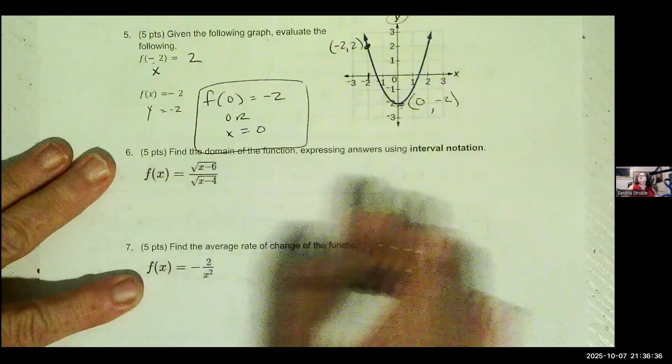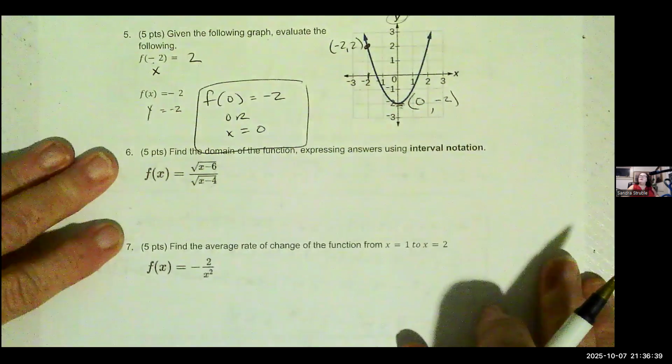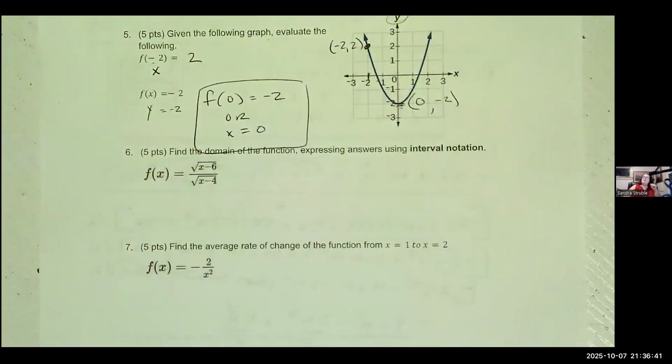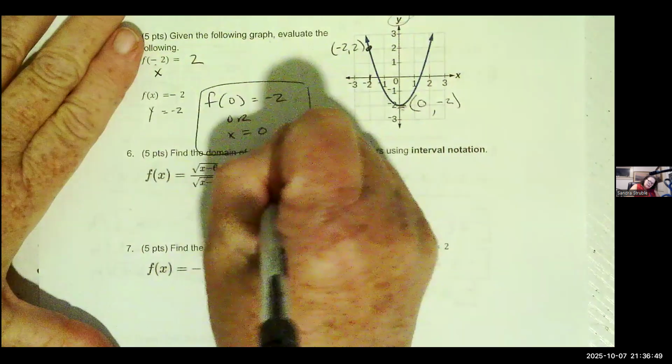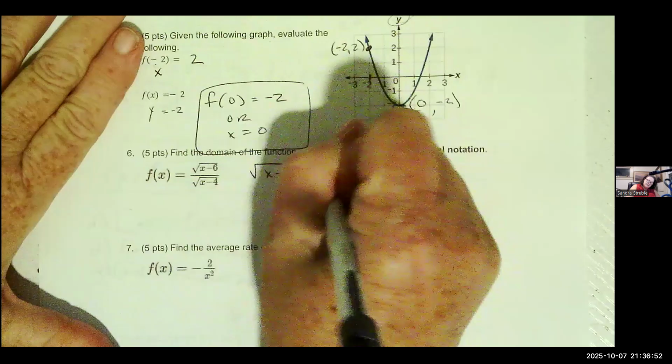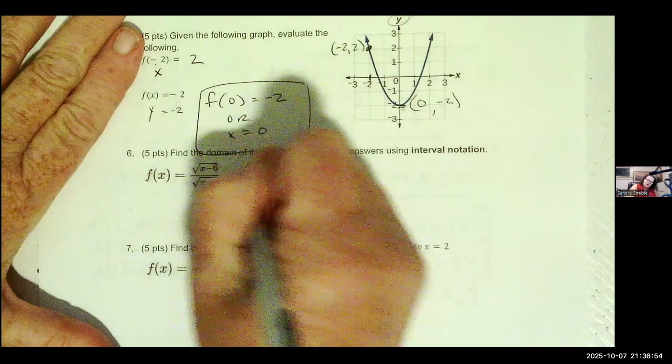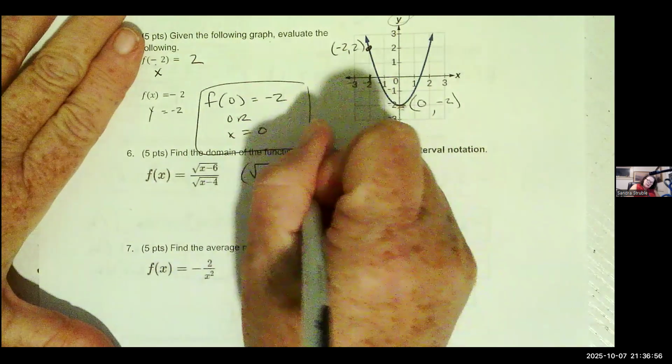All right, find the domain of the function, expressing answers using interval notation. So there's a couple different things happening here. The first thing I see is we can't have a 0 in our denominator. It's a fraction. So I'm going to take the square root of x minus 4 and set it equal to 0. Well, to not equal to 0. How's that? Because then we can know exactly what it's going to be.